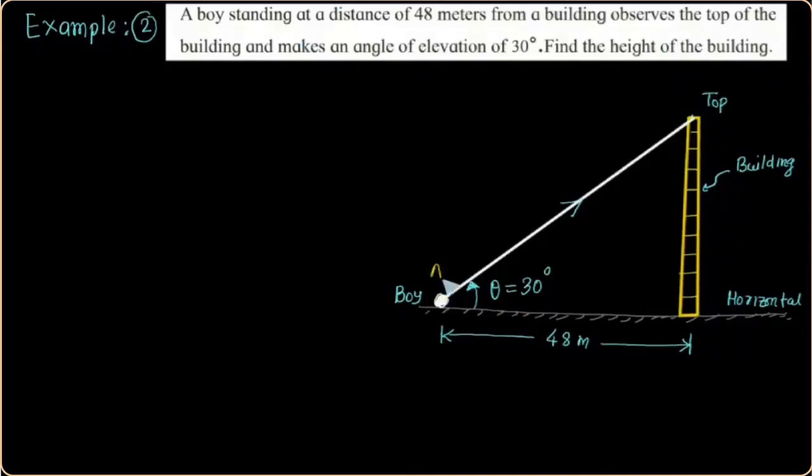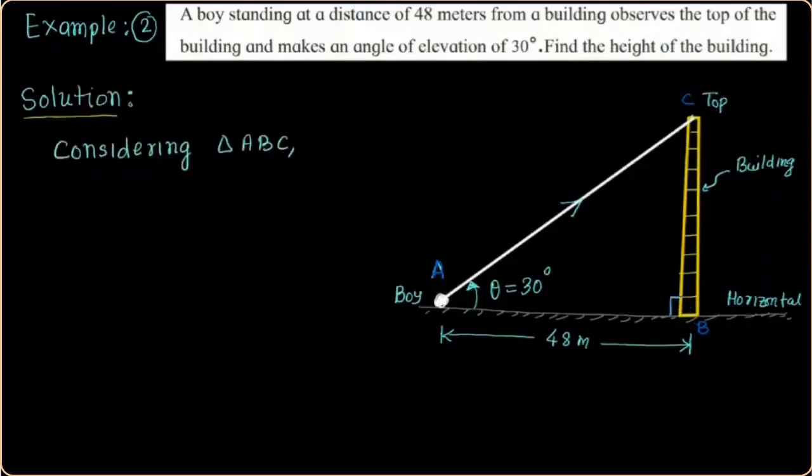So let's say this point is point A, this point is point B, and the top is point C. This angle is going to be 90 degrees. So we have to find BC. In this particular case, I can use the trigonometric ratio tan theta. So I am going to consider triangle ABC such that angle B, this angle is 90 degrees, friends.